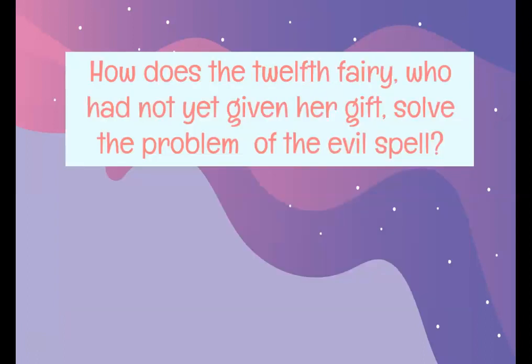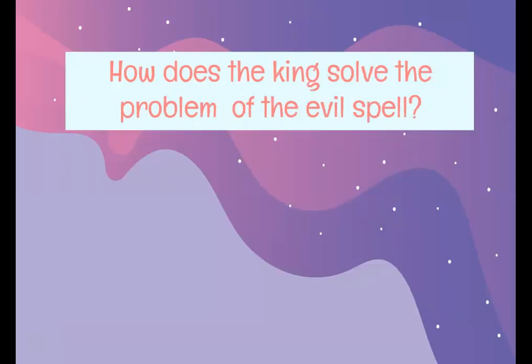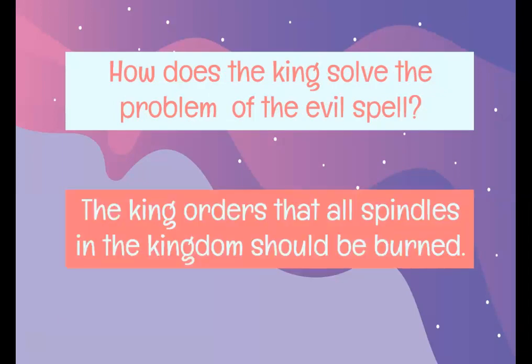How does the 12th fairy, who had not yet given her gift, solve the problem of the evil spell? The 12th fairy changes the spell so that the princess will fall into a deep sleep for 100 years instead of dying. How does the king solve the problem of the evil spell? The king orders that all spindles in the kingdom should be burned.